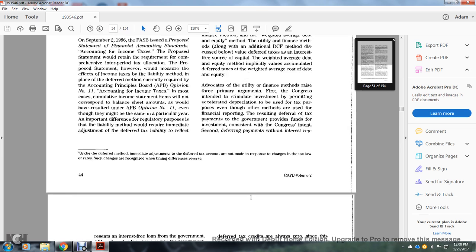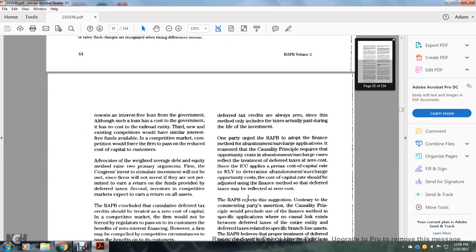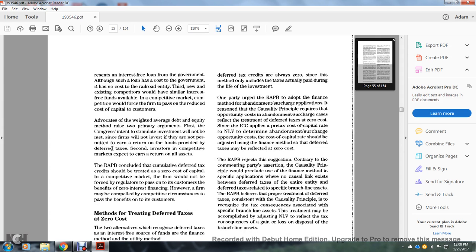Second, deferring payments without interest represents an interest-free loan from the government, although such a loan is a cost to the government and is no cost to the railroad. Any new or existing competitors would have no similar interest-free funds available. The competitive market would force the firm to pass on the reduced capital cost to the customer.